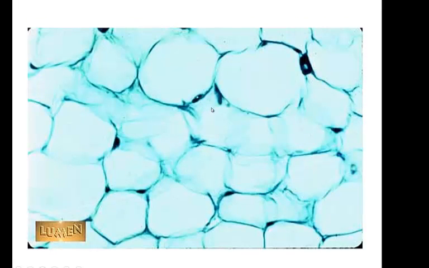Here's another slide of fat, but it's more up close. So here we see the big fat cell with its nucleus pushed out to the side. You don't see any other organelles because this entire inner region of the fat cell is full of triglycerides. Here's another one. These are all fat cells.